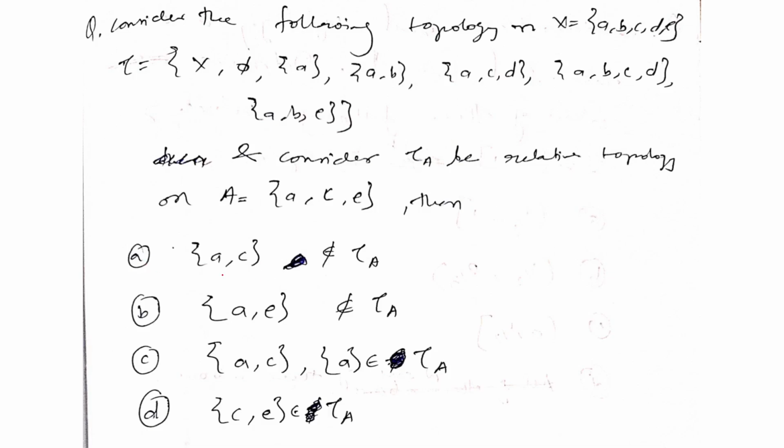Then you need to find which of these options is correct. Option A: the set {A, C} does not belong to tau A. Option B: the set {A, E} does not belong to tau A. Option C: the set {A, C} and singleton A belong to tau A. Option D: the set {C, E} belongs to tau A. So you have been given the set X, topology tau defined on X, and tau A is a relative topology defined on A. You need to find which of these statements is correct. Try it and tell me the answer.